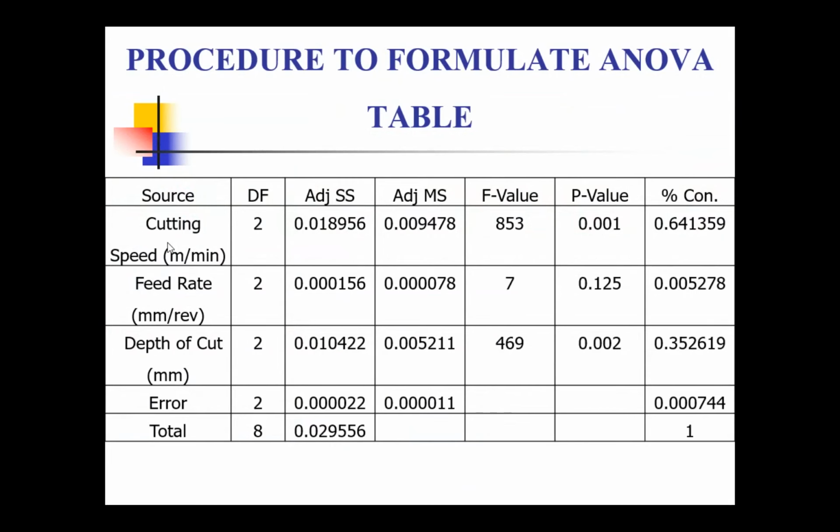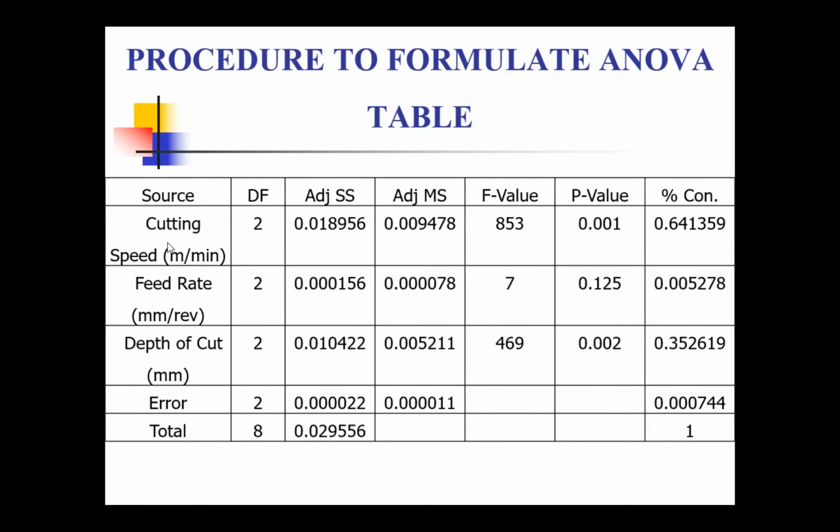Coming on to the total degrees of freedom. Here we have considered L9 orthogonal array. So the total number of experiments is 9. So for the total experiment, the degrees of freedom is 9 minus 1, equal to 8. Now computing the error degrees of freedom, which is equal to total degrees of freedom minus the degrees of freedom of cutting speed minus the degrees of freedom of feed rate minus the degrees of freedom of depth of cut. So 8 minus 2 minus 2 minus 2, that comes to 2.